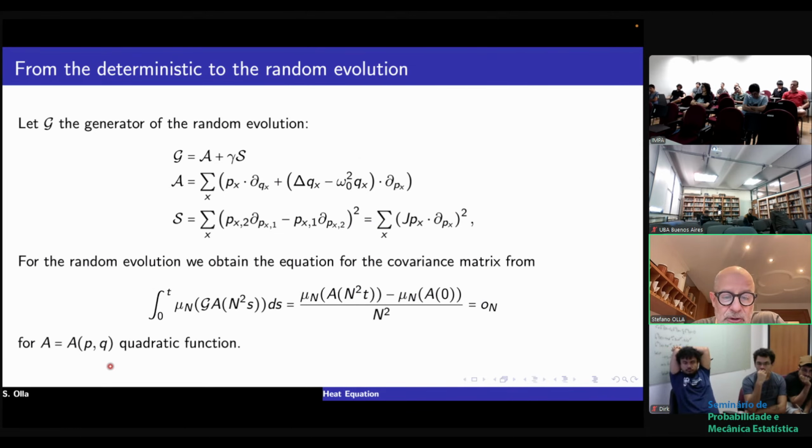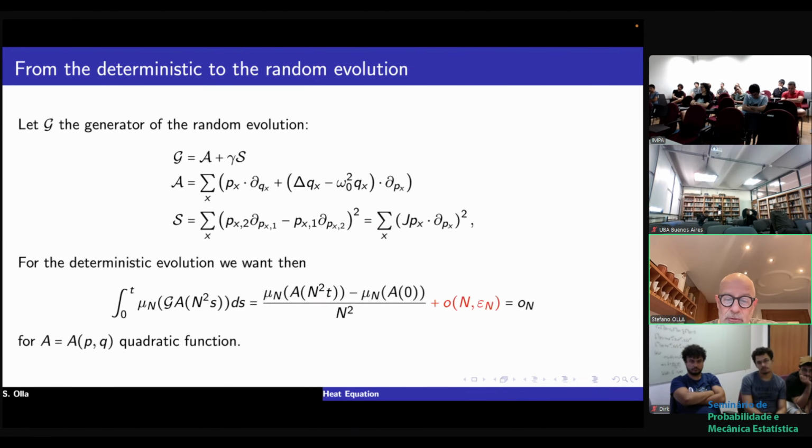So for the random evolution, those equations for the covariance matrix are obtained just taking G applied to the function A, which will be part of one of these matrices, some quadratic function, which could be expressed in terms of the covariance, and integrated in time. So this is a time derivative in the case of the stochastic dynamics. So when you integrate in time, it's just whatever you have at n²t, a0 divided by n², and this is small. These are those matrices Rn, which I say they are small. No problem with the stochastic dynamics.